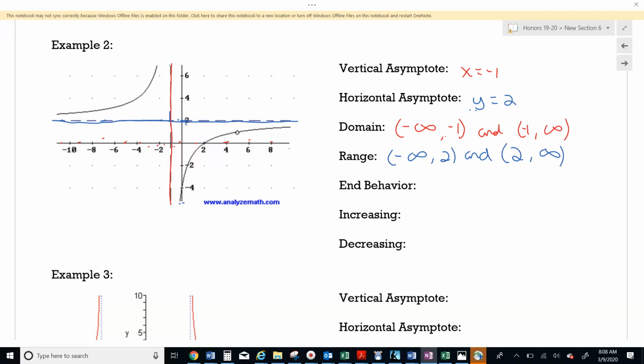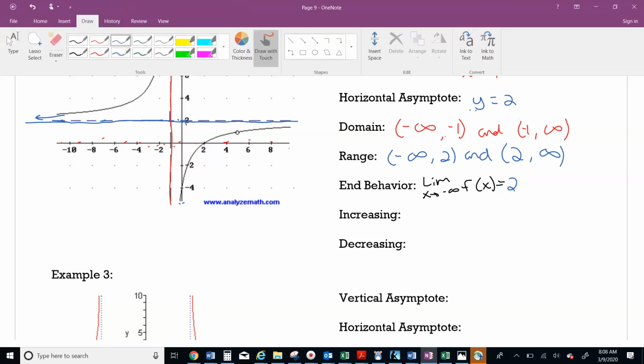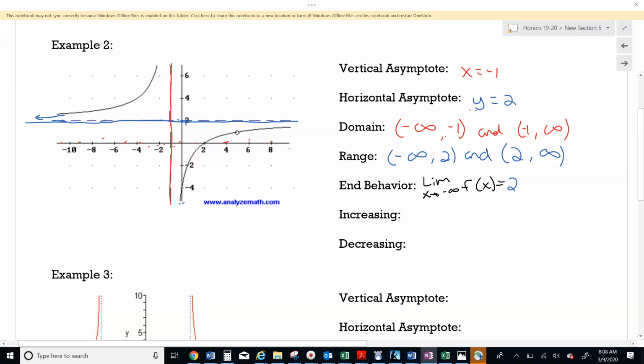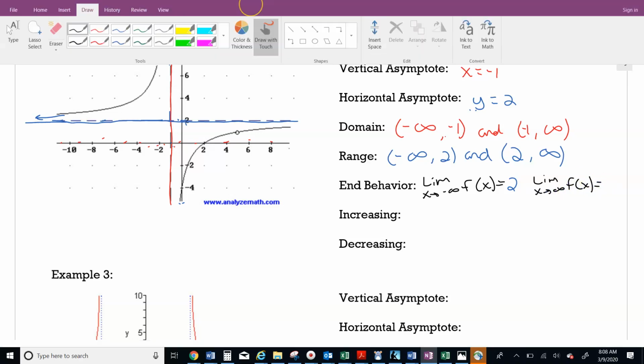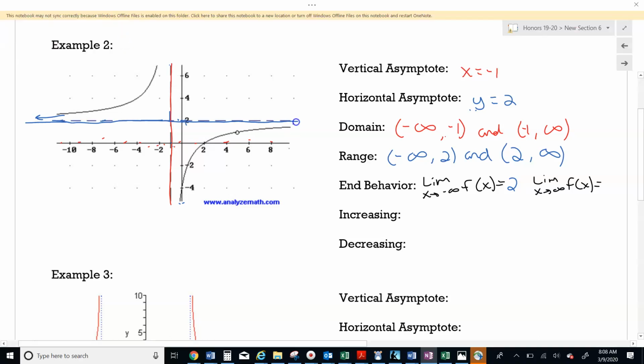All right, then our end behavior, same idea, the limit as x approaches negative infinity of f of x. Well, as I go this way, right, I'm getting closer to this line. So it's at 2, which again is my horizontal asymptote. And my other side is the same thing, the limit as x approaches infinity of f of x. Well, again, I'm getting closer to the horizontal asymptote here of 2.